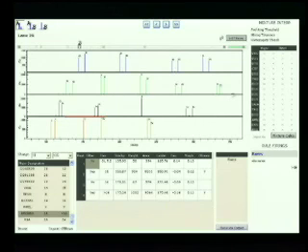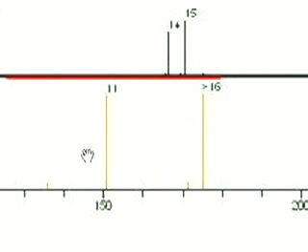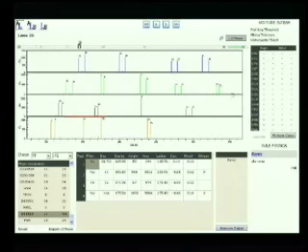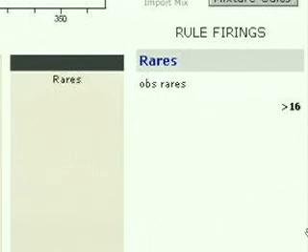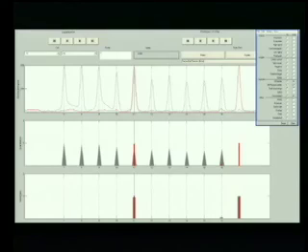In FSSI cubed, we have the same example, and you can see here that, in fact, for this locus, it accurately called it an 11 greater than 16. Also, you will see over in the rules firings that the rares rule fired here. The user has the ability to activate the rares rules. It was activated in this example. Here's the same sample in True Allele System 2.